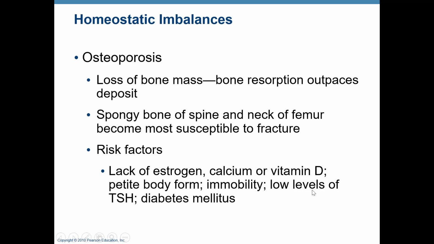Fortunately, as we get older, we make less thyroid hormone. So low amounts of thyroid stimulating hormone will also decrease the density of our bones. And diabetes. In diabetes, there's excess amounts of sugar in the bloodstream that may cause damage to capillaries. Capillaries are providing oxygen and nutrients to tissues. If you can't provide oxygen and nutrients to tissues, tissue dies. Okay.